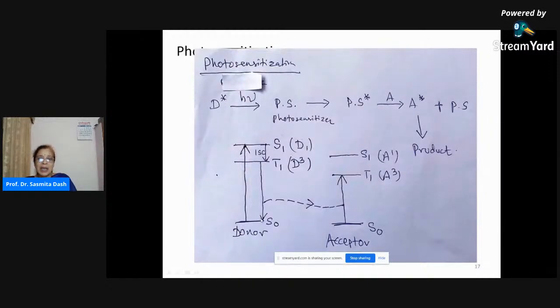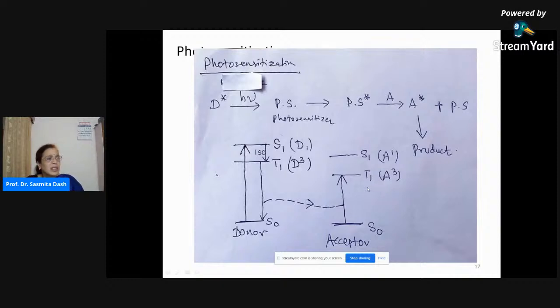But while coming down, a part of the energy is pumped off to the acceptor molecule, which helps the acceptor molecule to go to the T1 stage, that is the triplet state of the acceptor. So now when A3 gives rise to the product, we say that photosensitization has taken place.